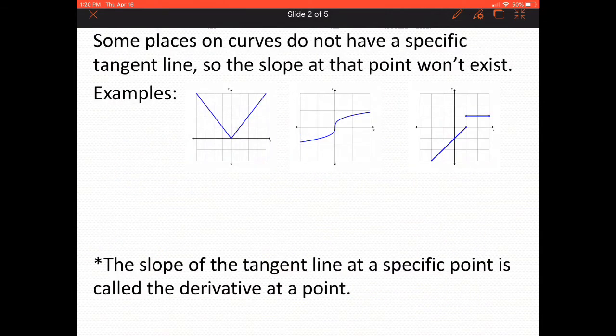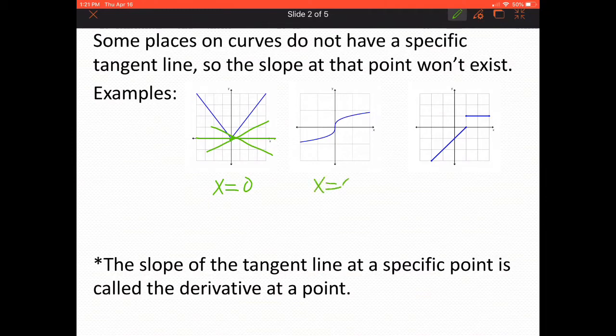We do have some times where our graphs won't let us find a specific tangent line, so you won't be able to find the slope there. If you look at the first graph at x equals 0, if I were to try to draw a tangent line there or ask everybody to draw one, you may all draw different ones. You might draw one here, you might draw one there. All right, so those are our tangent lines. So we can't just draw one, so there is not one specific slope, so we can't find the derivative there.